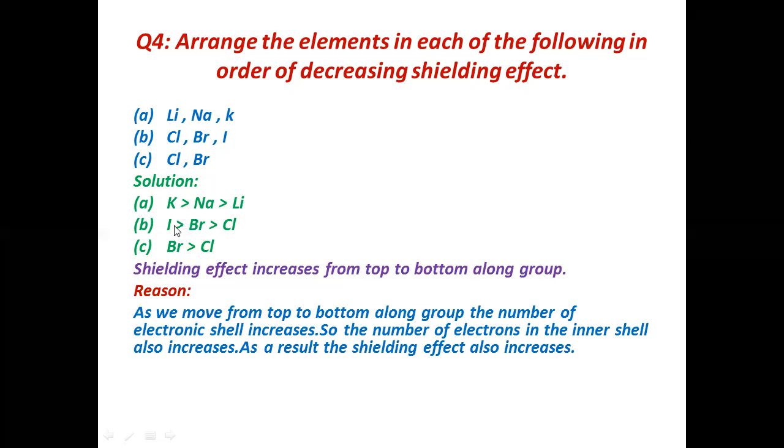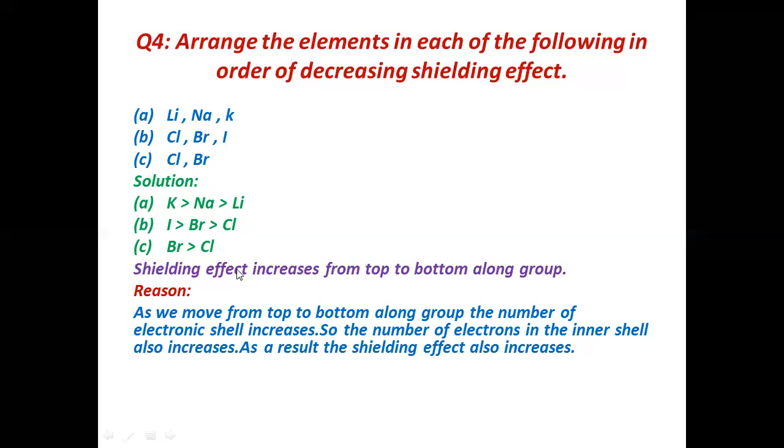In case of the halogens, iodine, bromine, and chlorine, chlorine is present in the third period, so it has 3 shells, then bromine has 4 shells, and iodine has 5 shells. So 5 shells have a greater shielding effect than 4, and 4 has greater shielding effect than 3. In case of bromine and chlorine, bromine has more shells than chlorine, so bromine has greater shielding effect than chlorine.